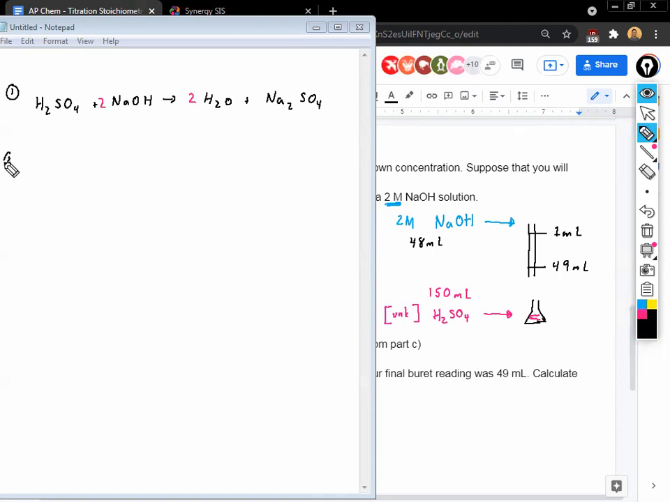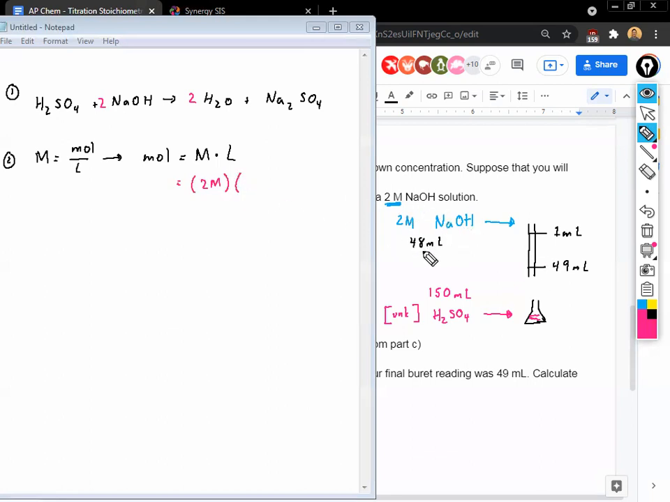All right, step 2, you want to figure out how many moles of base you dropped. We know that the molarity formula is molarity is moles over liters, and so if we rearrange that to find moles, we're going to have moles is equal to molarity times liters. What is the molarity of the base that we used? 2, yeah, we just get it from right here. We used a 2 molarity base.